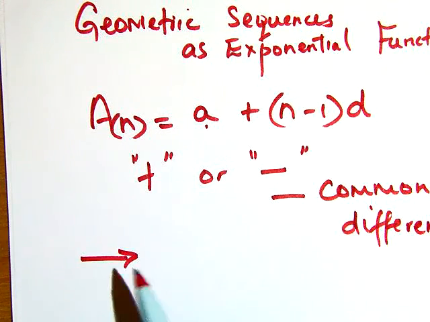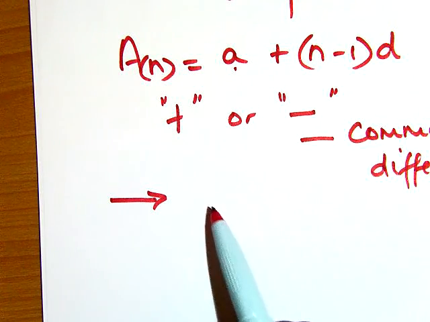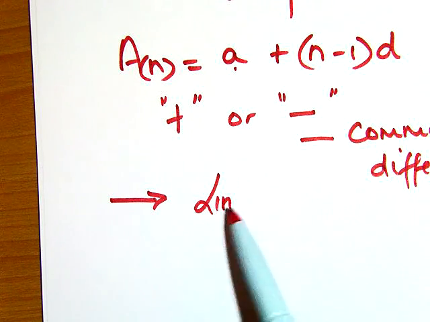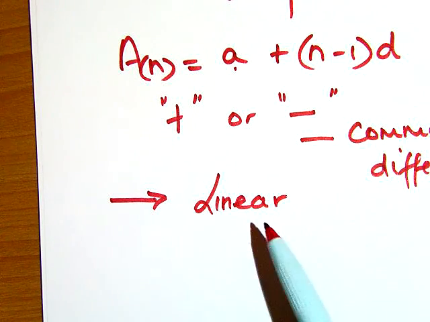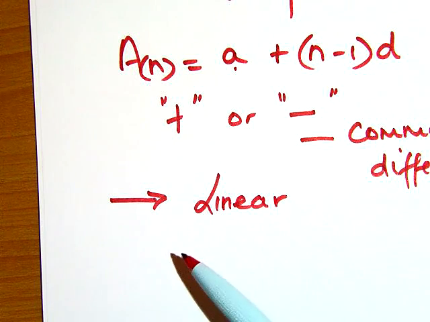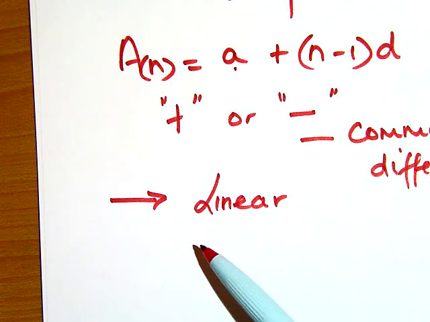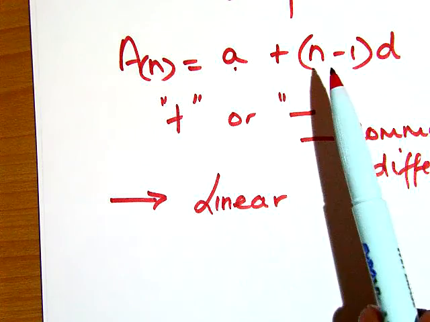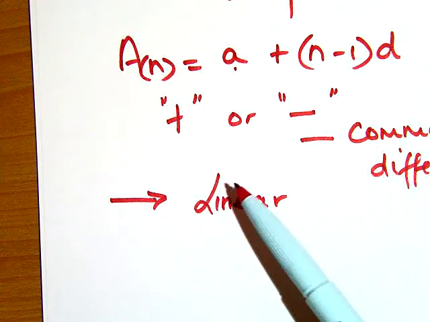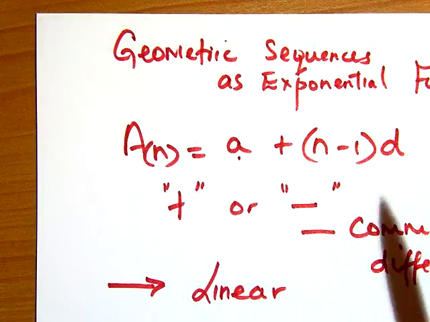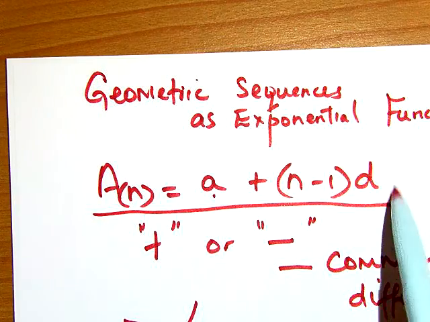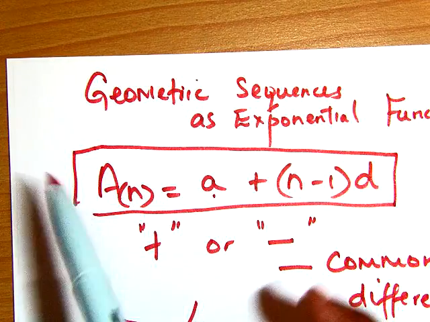Another thing to remember from the arithmetic sequences is that if we were to graph the data in the sequence using the term number and the term values, our relationship would be a linear relationship. So arithmetic sequences are linear relationships, and we use this formula, the nth term is equal to a plus n minus 1 d.